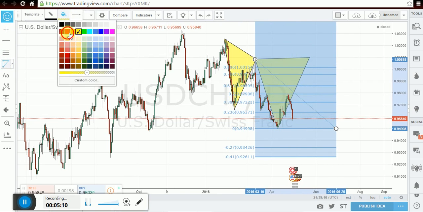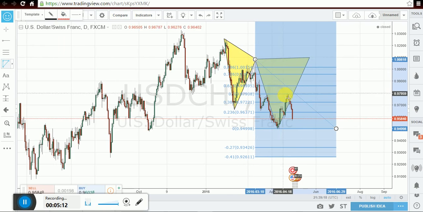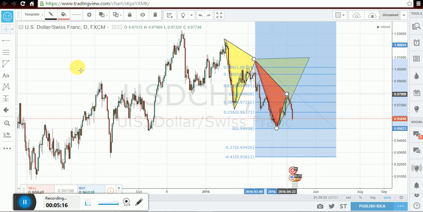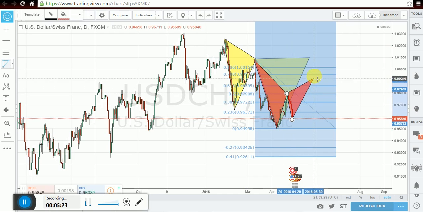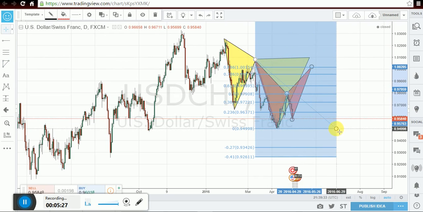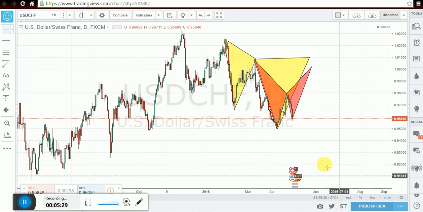Okay, let me change that color to red. It's a bad pattern because we got the 50% retracement. So assuming our C leg doesn't extend or exceed A leg, we could be looking at a potential bad pattern that is going to complete just a little bit below the cipher pattern. I think about 40 pips below the cipher pattern.